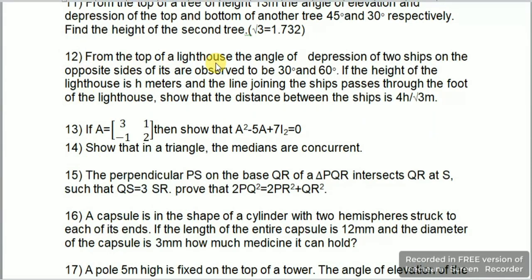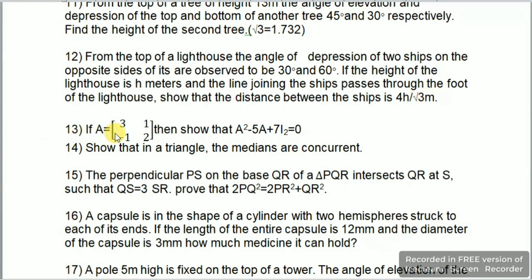12th, from the top of a lighthouse, the angles of depression of two ships on the opposite sides of it are observed to be 30 degrees and 60 degrees. If the height of the lighthouse is h meters and the line joining the ships passes through the foot of the lighthouse, show that the distance between the ships is 4h divided by root 3 meters.